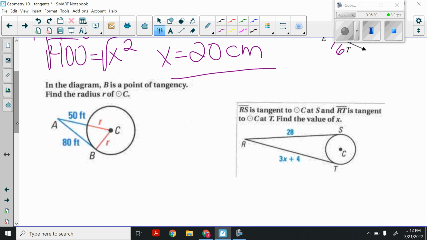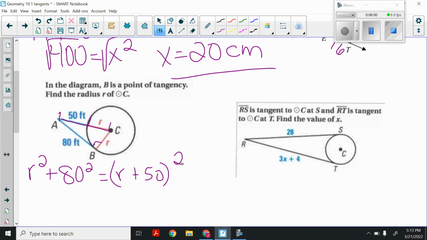And so now below this, it says in the diagram, B is a point of tangency, so that means this is a right angle. Find the radius R of circle C. So again, Pythagorean theorem. This time I have R squared plus 80 squared equals, now my hypotenuse is this entire thing. This part is 50, this part is R, so the entire thing is R plus 50. Put that whole thing in parentheses and square it.